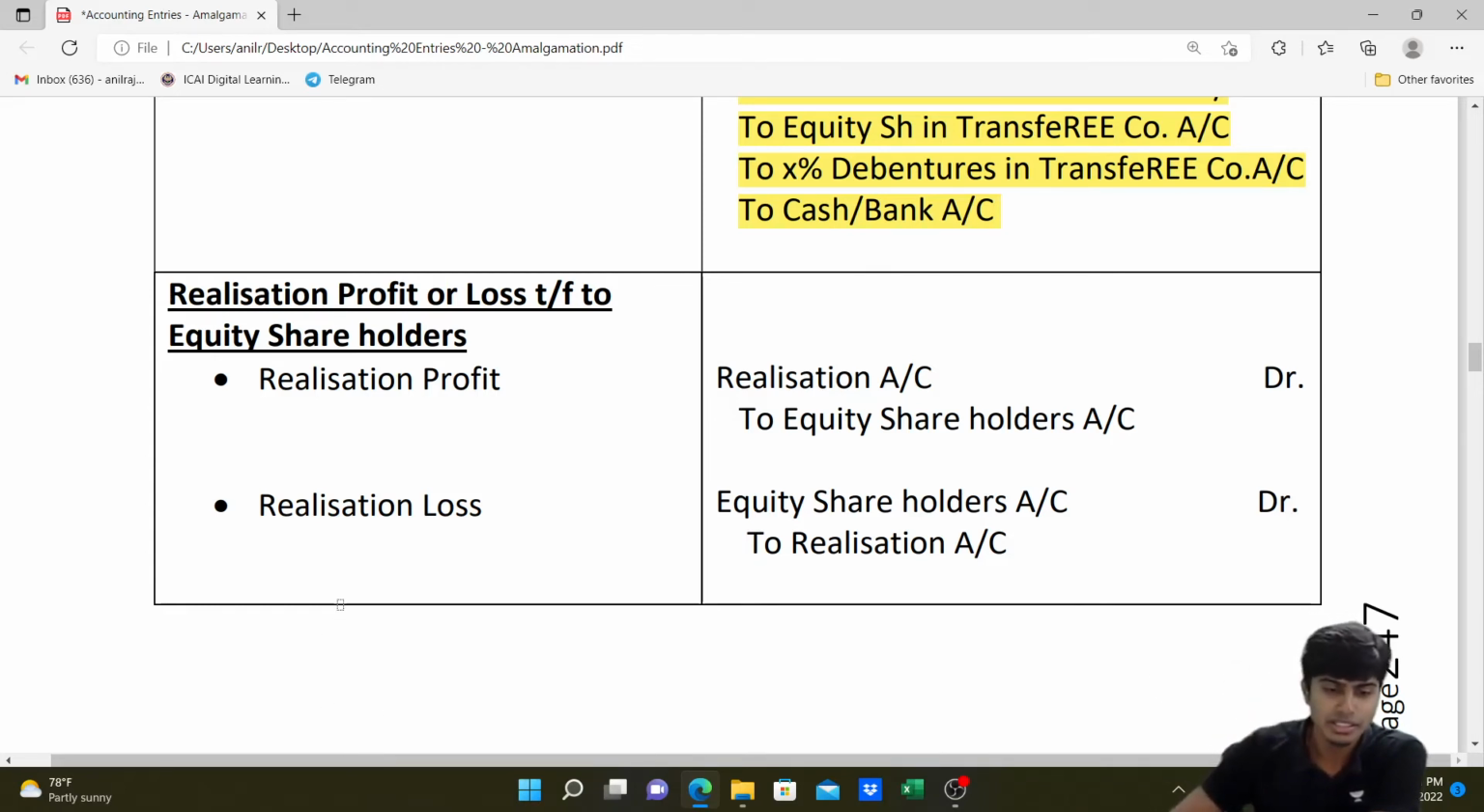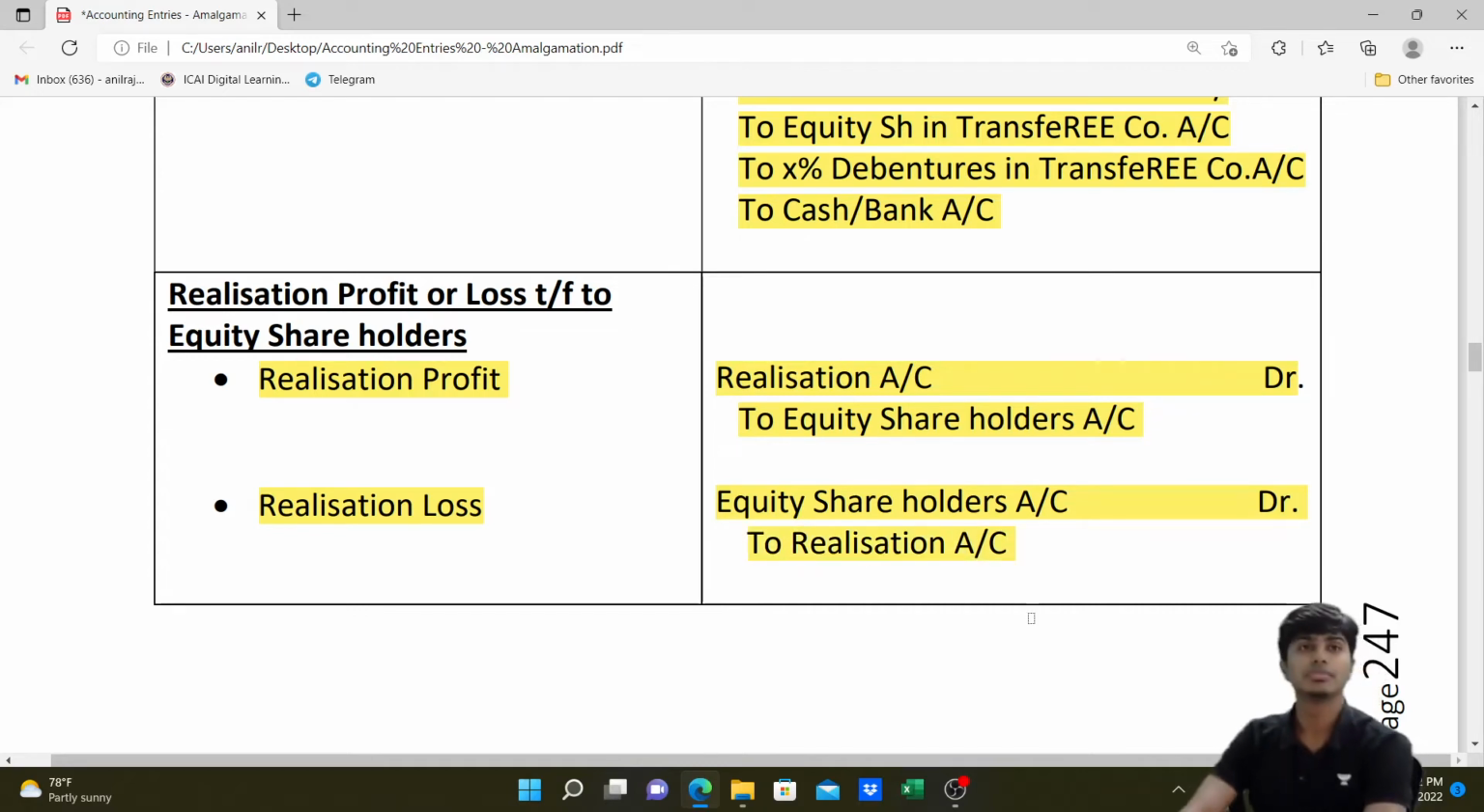That's it. See here, realization profit: credit equity shareholder, debit realization. If it is realization loss, debit equity shareholder and credit realization account. This is the closing entry of our realization. This profit or loss will usually be found as the balancing figure in our realization account. When we prepare the realization ledger, this is the last item that we find there. You get that? And such money is transferred to where? Our equity shareholder account.